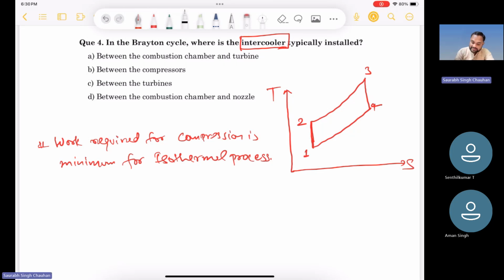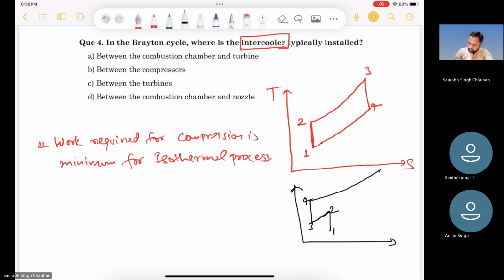So when you use multiple stages, what happens? Instead of compressing the whole thing in one go, first you compress it a little bit, then you cool it in an intercooler. Then again you compress it. So 1, 2, 3, 4.